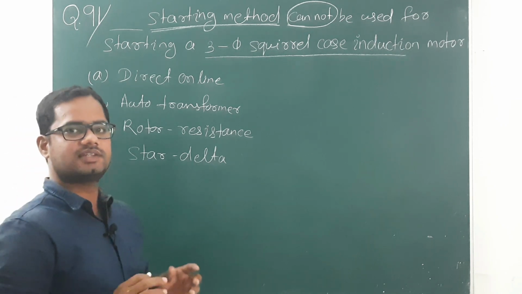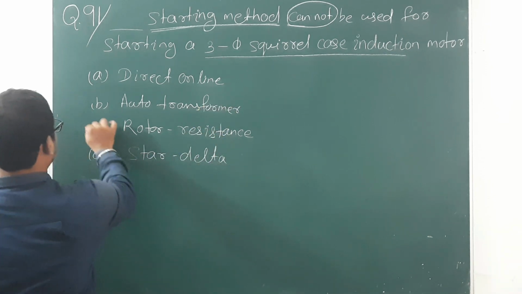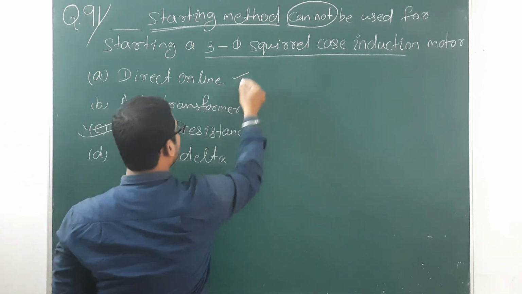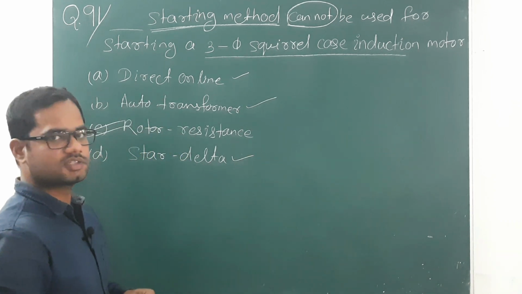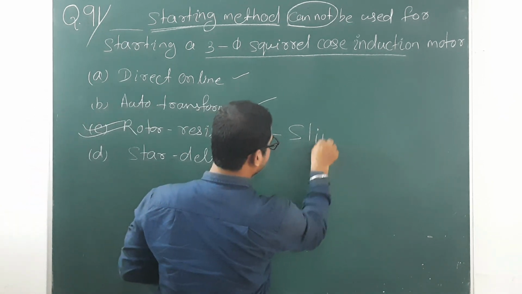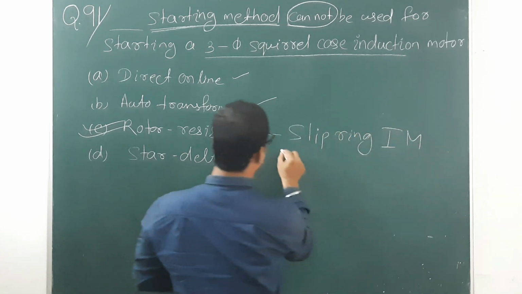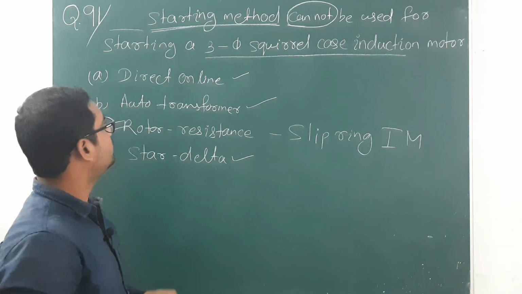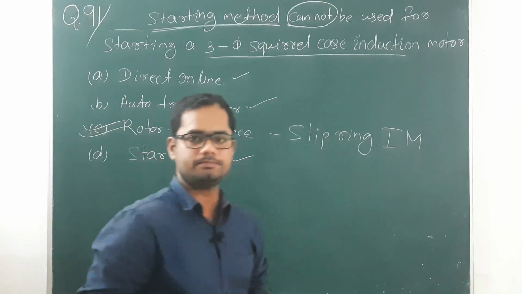The rotor resistance method is not used for a squirrel cage induction motor. So this is your correct choice. The other three are also for squirrel cage induction motor, and the rotor resistance starter is only for slip ring induction motor. You have to remember this one. This is required for slip ring, and these three are required for squirrel cage induction motor.